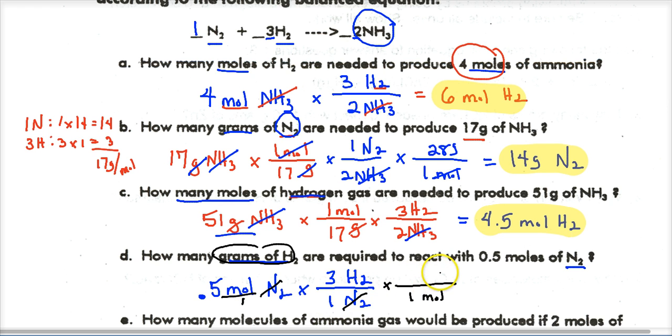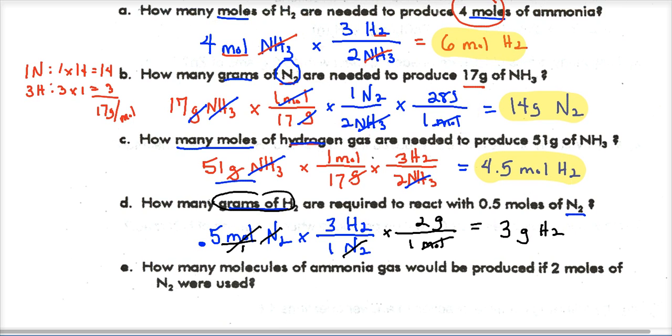And 1 mole is how many grams? We'll do a formula mass. The mass of 1 mole of hydrogen is 1, so 2 moles of hydrogen atoms would be 2 grams. Look what cancels, mole goes bye-bye, and we're left with grams of H2. Using our handy dandy calculator, 0.5 times 3 times 2, and that gives me 3 grams of hydrogen. Okay, last one, and that of course is our other answer.